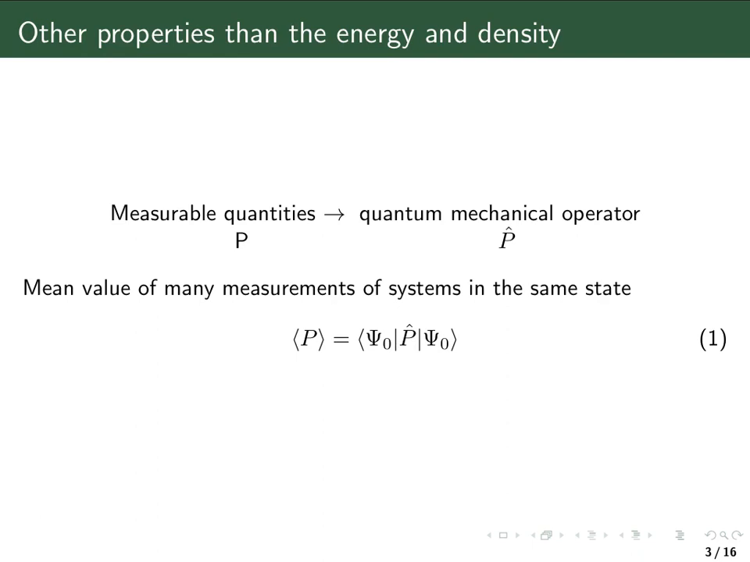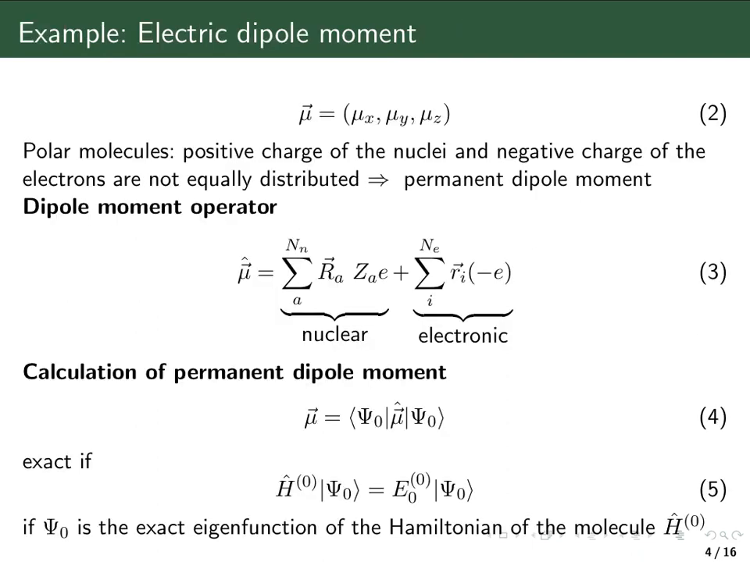Now, one of these operators, P, and one of these classical properties is, for example, the electric dipole moment. The electric dipole moment is a vector because it has a length or a value and a direction, so we can write it up with three components with respect to a Cartesian coordinate system.